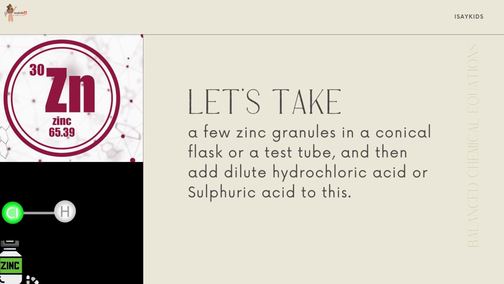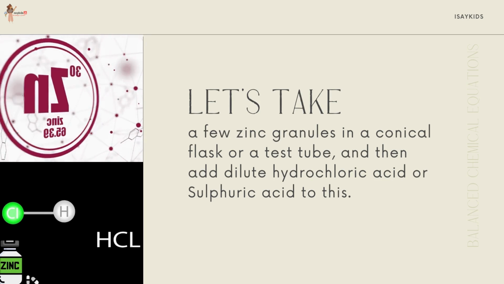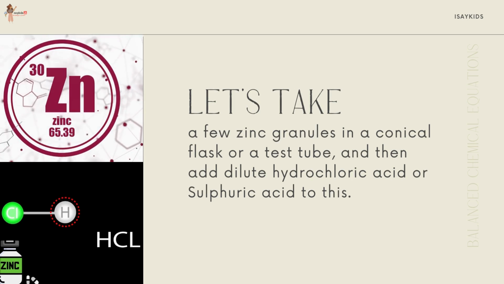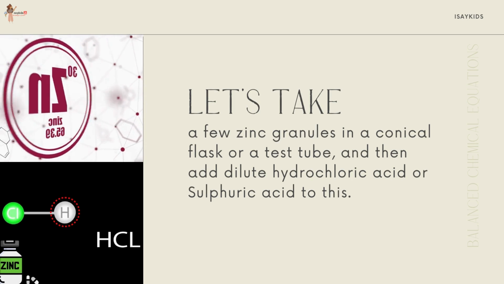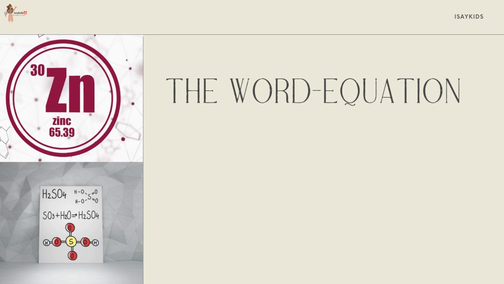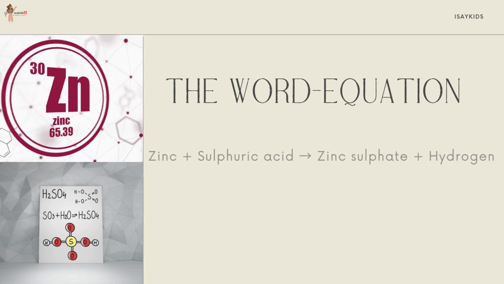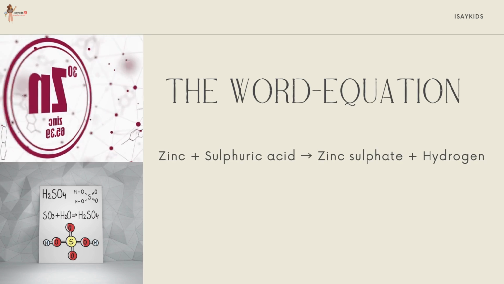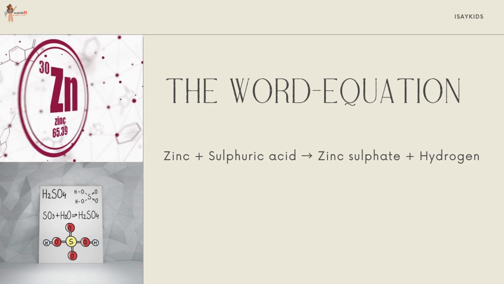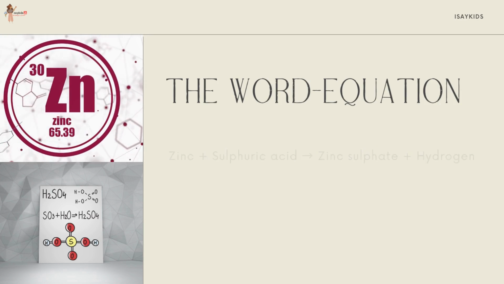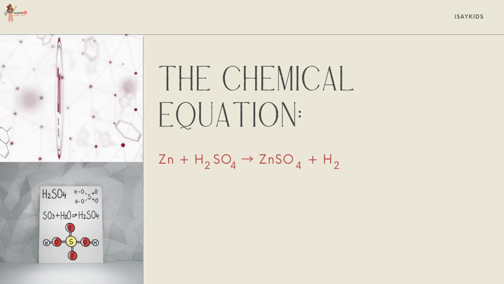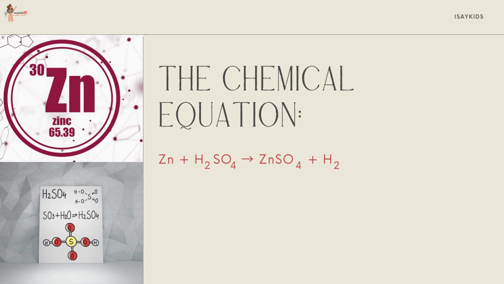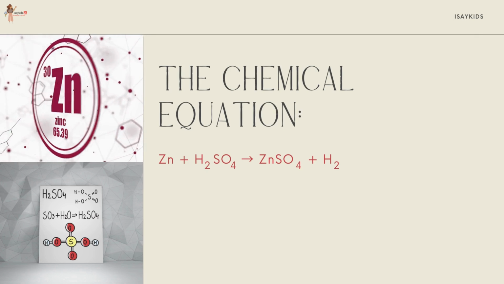Let's take a few zinc granules in a conical flask or a test tube and then add dilute hydrochloric acid or sulfuric acid to this. The word equation for this may be represented as zinc plus sulfuric acid gives zinc sulfate plus hydrogen. This word equation may be represented by the chemical equation Zn + H2SO4 gives ZnSO4 + H2.